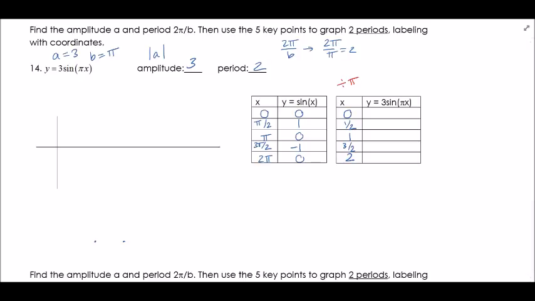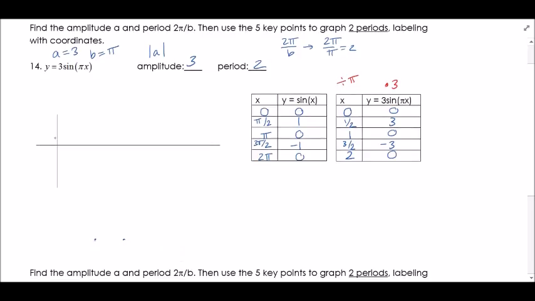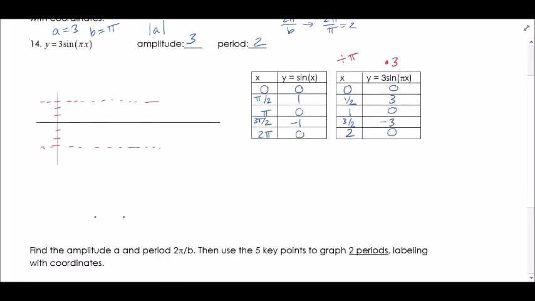The y affects the graph the way it seems like it would. So we're going to multiply the y's from the first table by 3. So the zeros will stay the same, and that will make the 1 a 3, and the negative 1 will become a negative 3. So then when I graph, usually what I do is I draw myself some horizontal lines at the max and min values so that I can just kind of wave the graph in between those.